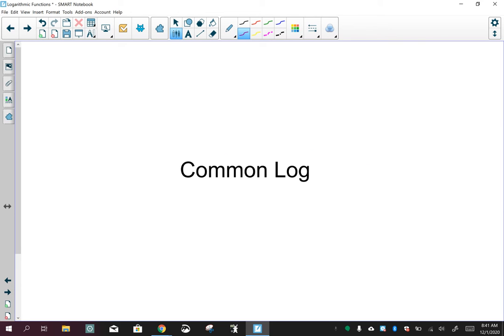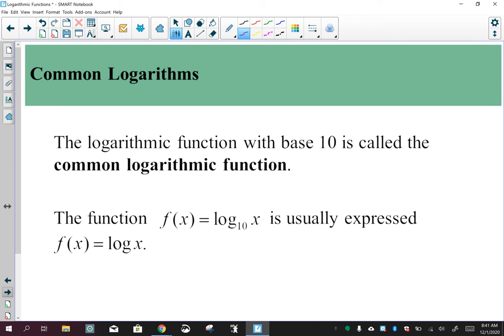So let's talk about the common log. The common log is actually extremely easy. When you look at a common log, if it is common, it's not going to have anything written here. That implies that you have what's called a 10 there. It's your base 10, so it's part of our counting features if you think about it. Anytime you see log of x or log of x plus 2 or whatever else, just know that log has a base of 10.